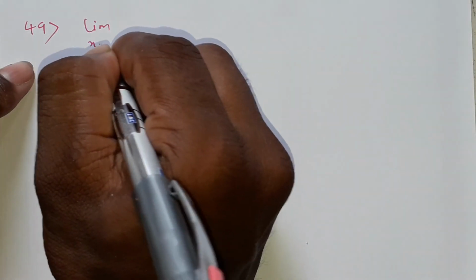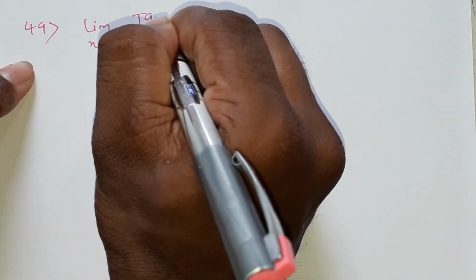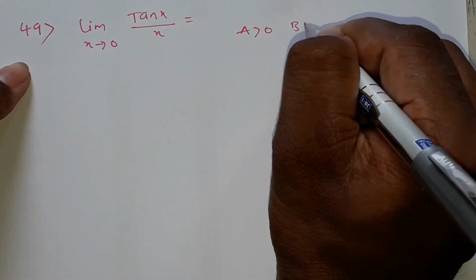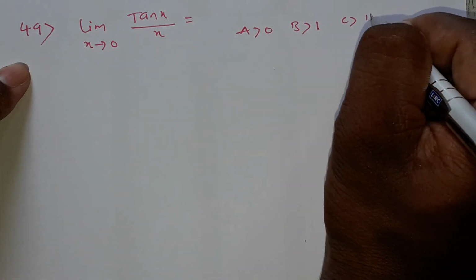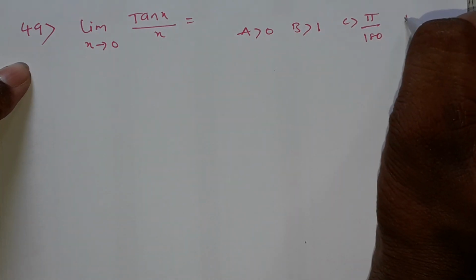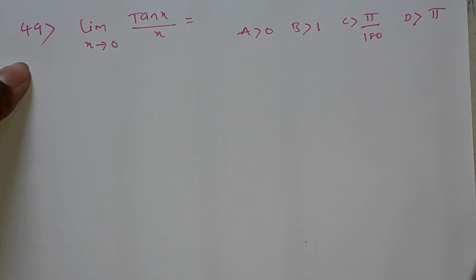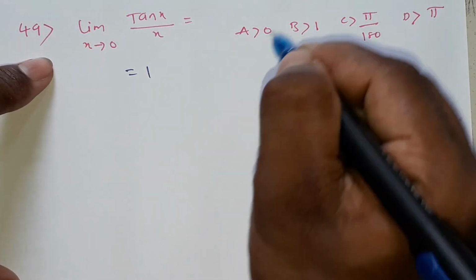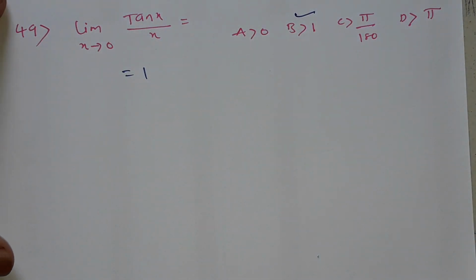Limit extends to 0, tan x by x is equal to, option A is 0, option B is 1, option C is pi by 180, option D is pi. Simple question. Limit extends to 0 tan x by x value is equal to 1, right formula. Option B.